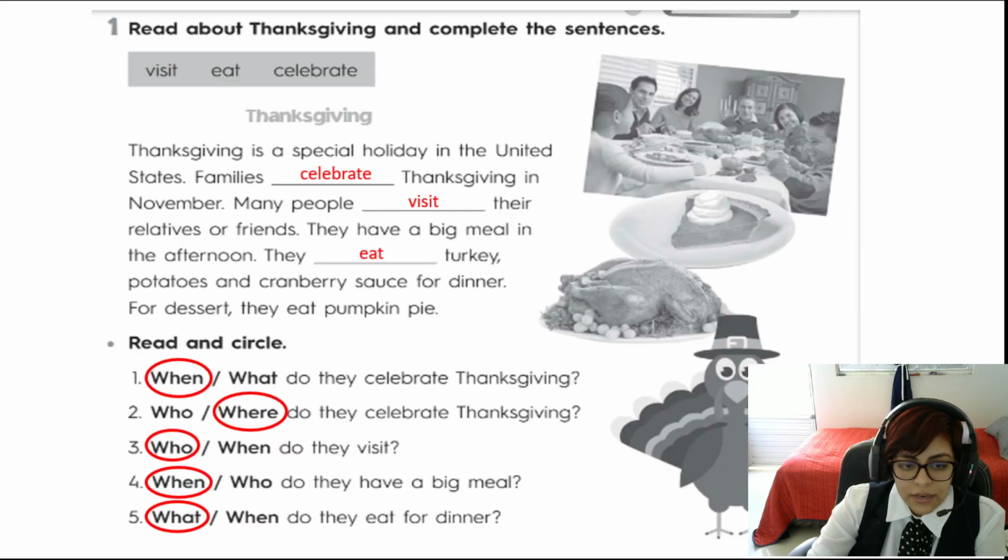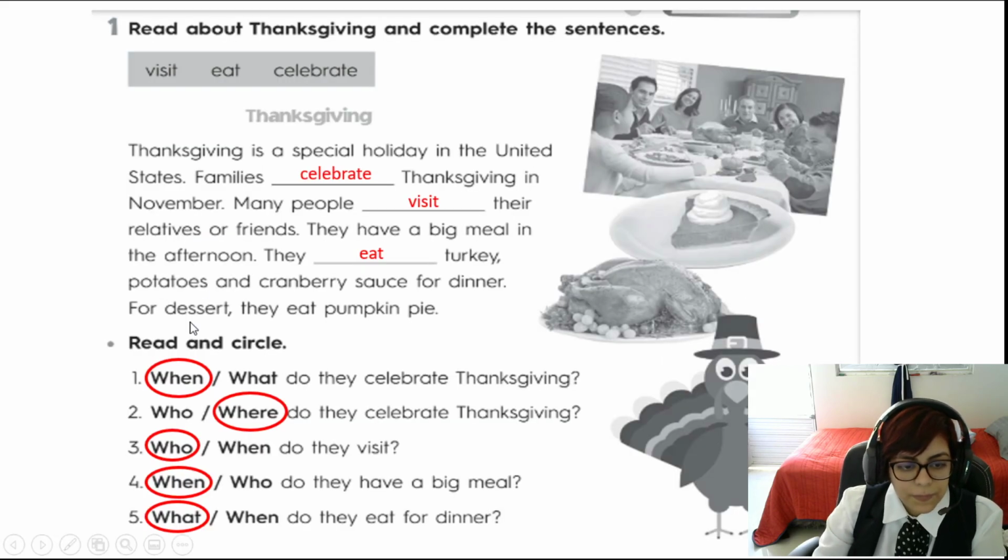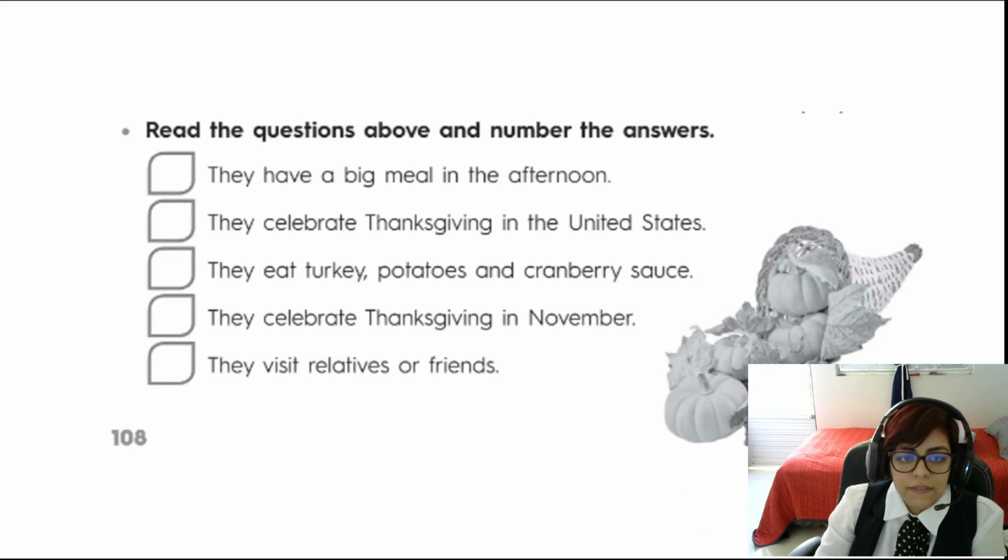Okay. Now, where do they celebrate Thanksgiving? In what place do they celebrate it? They celebrate Thanksgiving in the United States. That's the number 2. So, who do they visit? To what persons do they visit? They visit their relatives or friends.